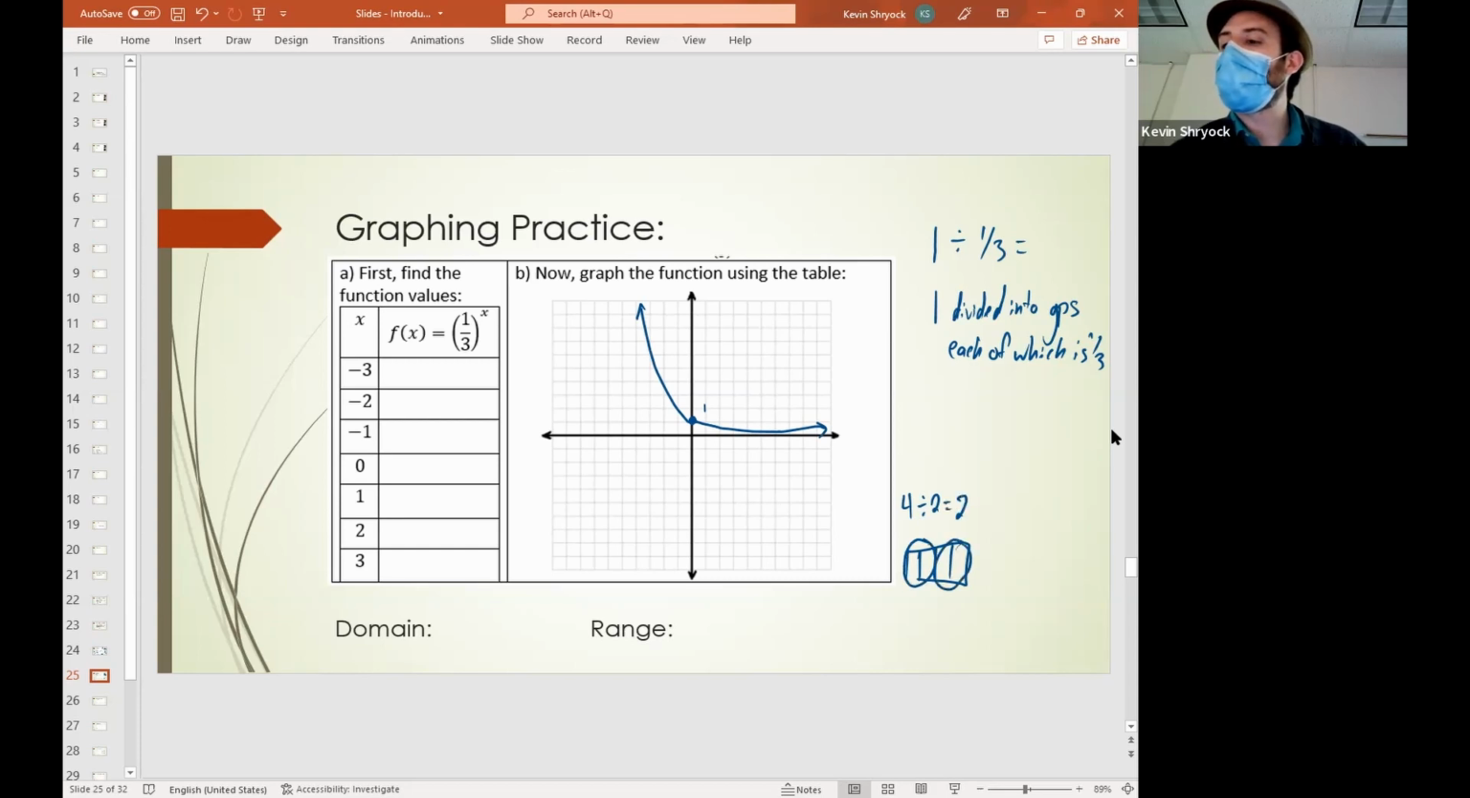So if I have 1 divided by 1/3, that means I have 1 object. I need to split it into thirds so that I get a group, and then I count the groups. How many groups do I get? 3. So 1 divided into thirds gets me 3 things I produce. The story. It's always a story. Every single moment, every single time. Story, story, story, story, story.